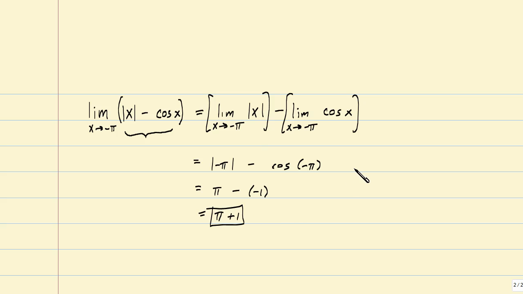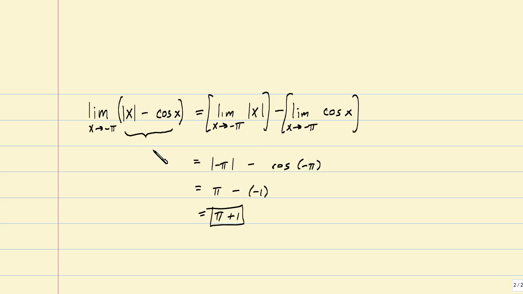Now, while we justified this step by step with the limit laws, essentially what we did to evaluate this limit was to plug in negative pi into this expression to arrive at this. When you can do that, we say this function is continuous at this value.